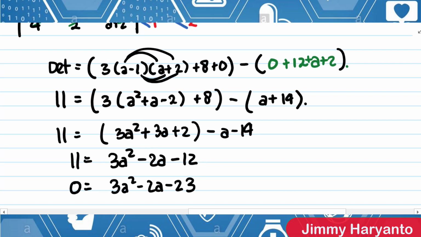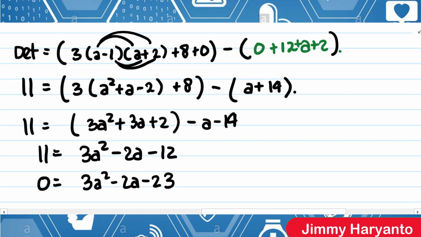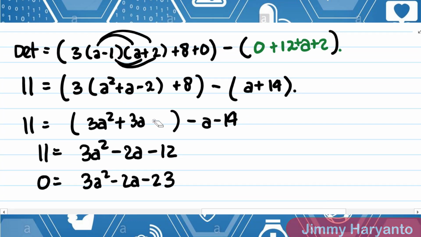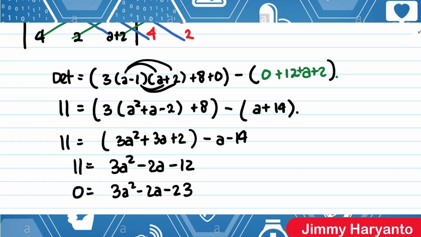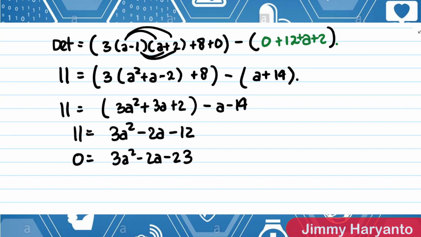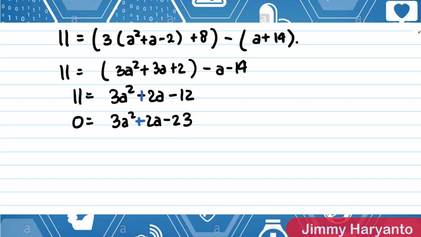My god, did I do some mistakes? Oh, I'm so sorry guys, this should be negative 6. Oh, that's right, plus 2. Okay, so I did a little bit of a mistake right here. Plus 2a.